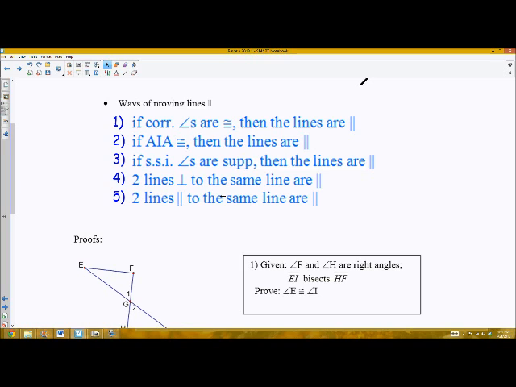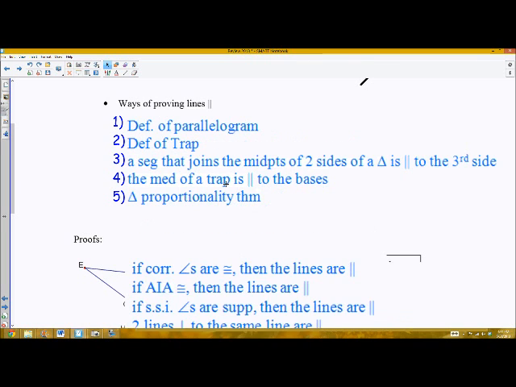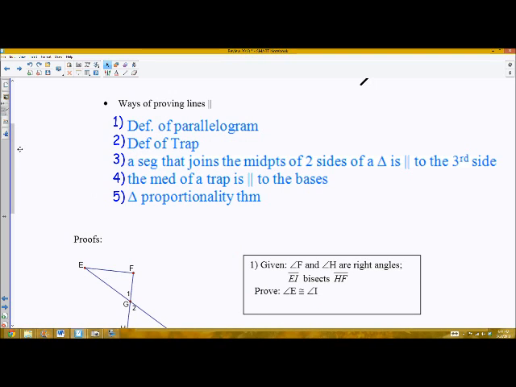The other 5 that you're probably less familiar with are ones that we proved after we did parallel line proofs, which look something like this. The definition of parallelogram: it has 2 sets of opposite parallel sides. You can use that to show lines are parallel. Definition of trapezoid, exactly 1 set of parallel sides. A segment which joins the midpoints of 2 sides of a triangle is parallel to its third side. The median of a trapezoid is parallel to both bases.